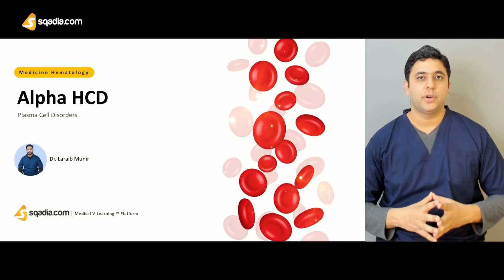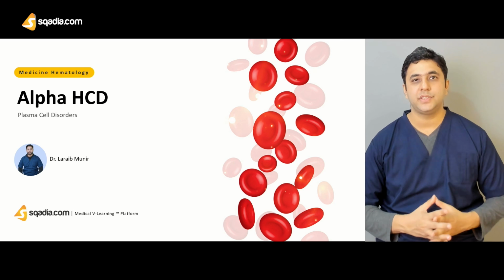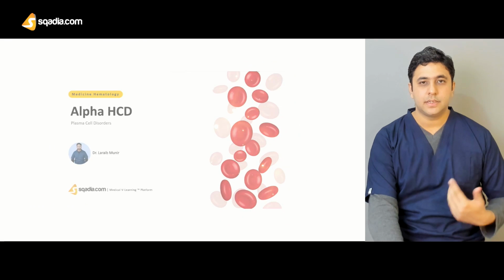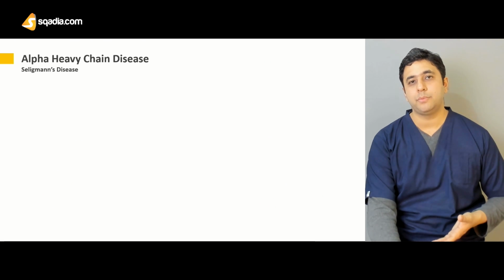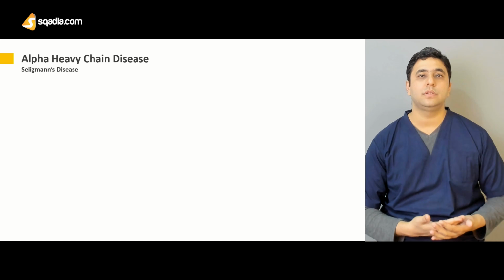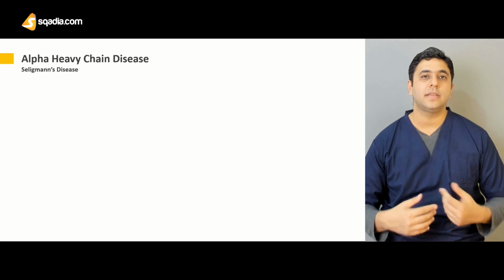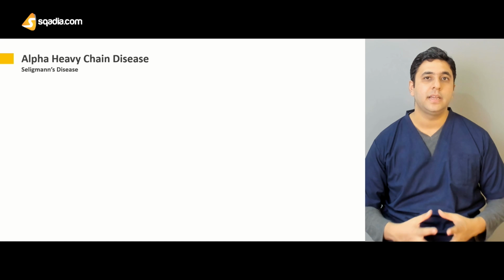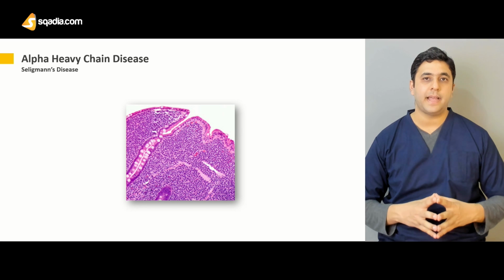So now let's talk about another type of heavy chain disorder, which is a subtype of the plasma cell dyscrasias, the alpha heavy chain disease. The term alpha basically signifies that, in contrast to the IgG antibodies, which we found out in the gamma heavy chain disease, the alpha denotes the IgA antibody. So the IgA heavy chain is the one in excess in alpha heavy chain disease. It is also denoted by the term Seligmann's disease.